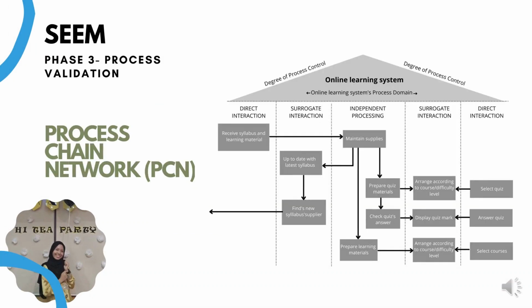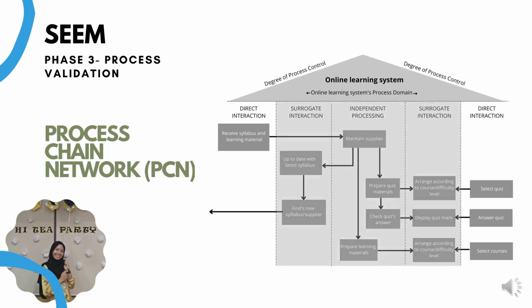The history of this methodology is process validation. In this process, we can use a process chain network. A process chain network is a tool that managers can use when designing a service delivery system. This kind of logic evaluates the interaction between the service provider and customer. Figure 1 shows an example of a process chain network diagram for our system.